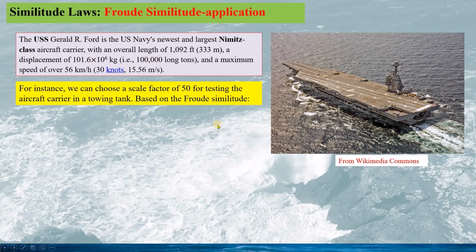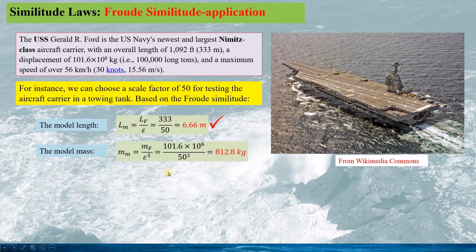So if we suppose a scale factor of 50 is used for testing the carrier model in the towing tank, based on the Froude similitude, we can calculate the model length Lm, which is 6.66 meters. This is a suitable size for many tank tests. And the model mass is calculated by this, mm, so it is slightly more than 800 kilograms. Again, this is a mass suitable for many tank tests.